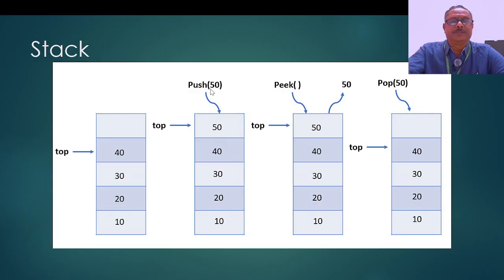In the case of push, we have to tell what we have to push, 50, but in the case of pop, we don't have to say anything, we just say pop. Here it is saying pop 50, but that is not required. We have to say just pop because we don't know what is on the top of the stack. So we just say pop, then 50 comes out. If we say peek, 50 comes out. The difference between these two is that here top does not change its position, whereas here top comes one step back.